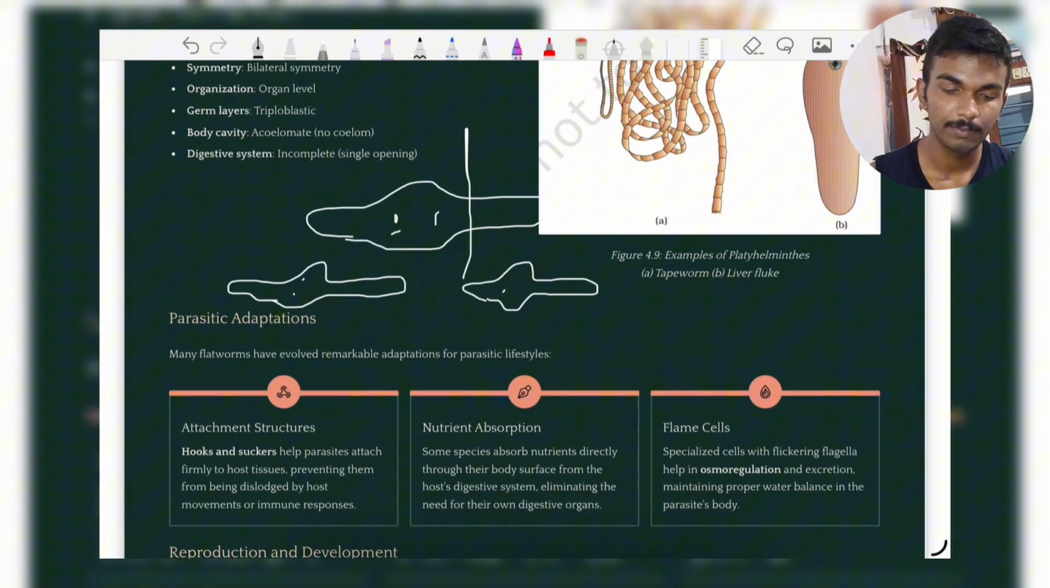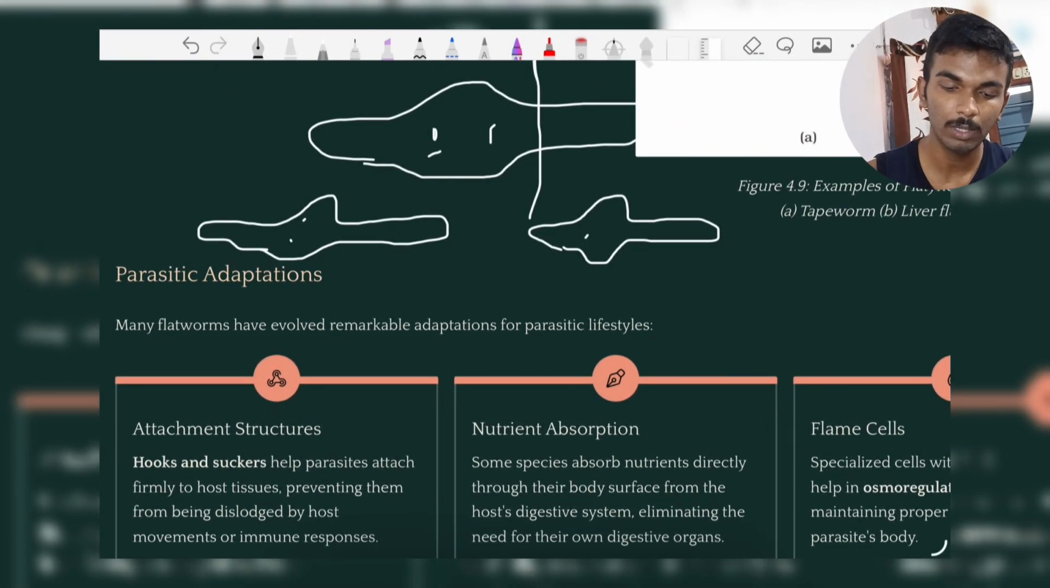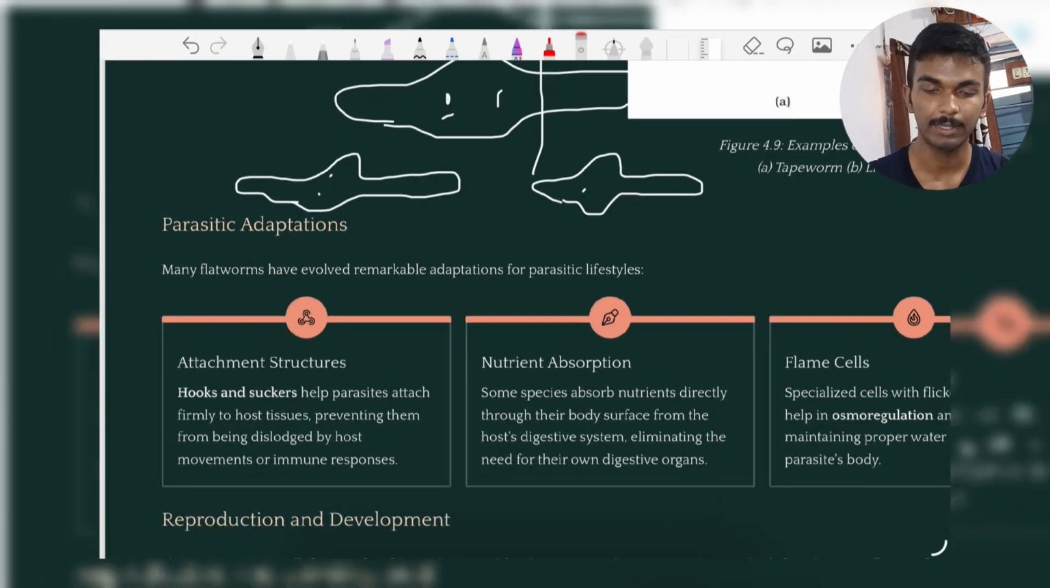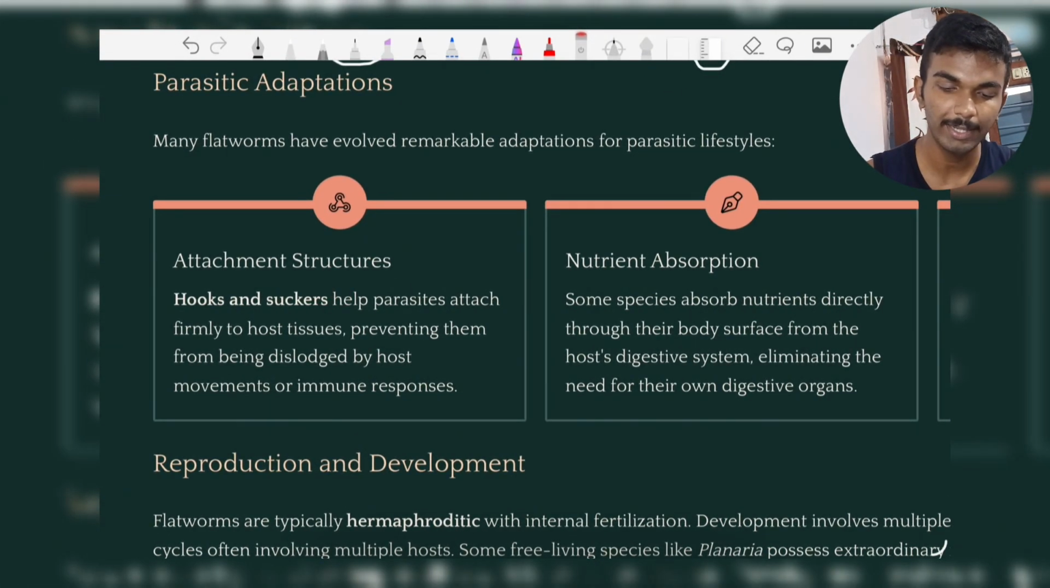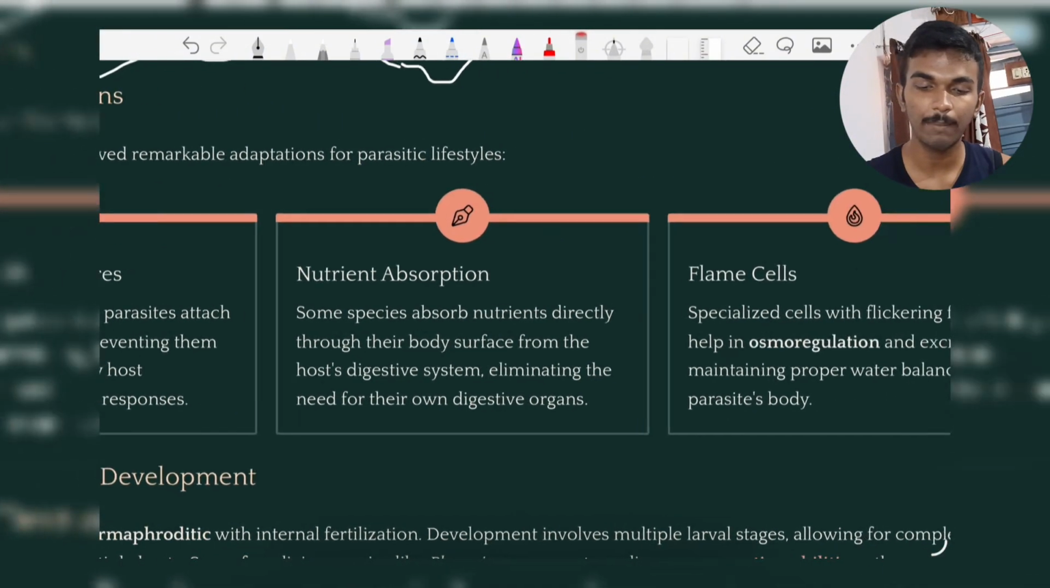Parasitic adaptations. Many flatworms have evolved remarkable adaptations for parasitic lifestyles. Attachment structures, hooks and suckers help parasites attach firmly to host tissues, preventing them from being dislodged by host movements or immune responses. Nutrient absorption.